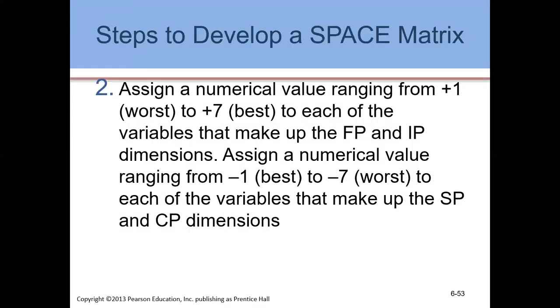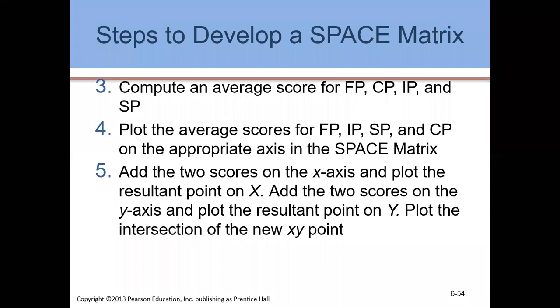Now let me read this second step with you once again so that things get more clear. That assign a numerical value ranging from +1 worst to +7 best to each of the variable that make up the FP and IP dimension. Assign a numerical value ranging from -1 best to -7 worst to each of the variables that make up the SP or CP dimensions. Step 3, compute an average score for FP, CP, IP, and SP.